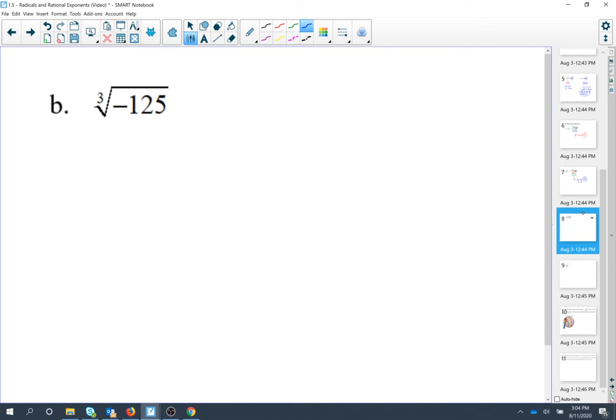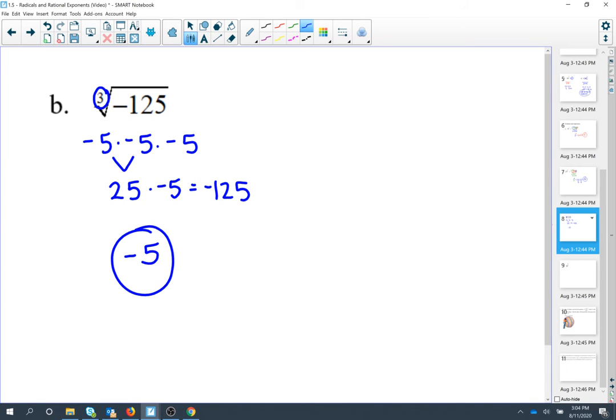Letter B, the cube root of negative 125. This one, probably not too bad if we're good with our numbers, but there's nothing funny here. It's just a radical. So we're looking for 3 identical numbers that when you multiply them together, you get negative 125. So negative 5 times negative 5 times negative 5. Negative 5 times negative 5 is positive 25, times negative 5 is negative 125. That'll work out. So the cube root of negative 125 is negative 5.